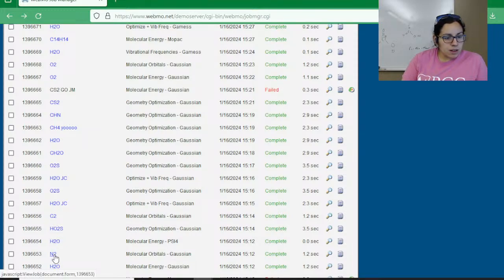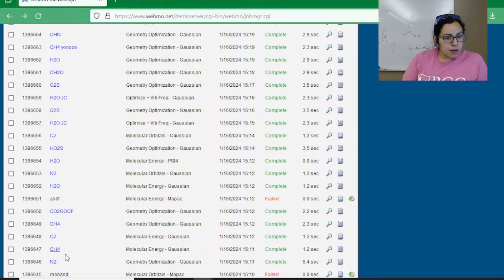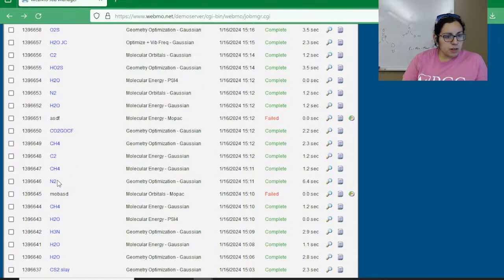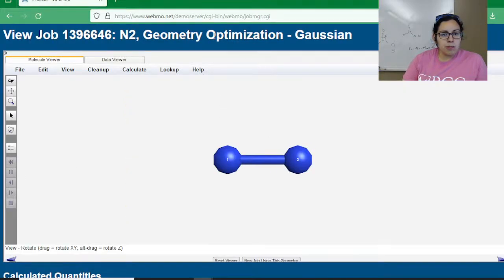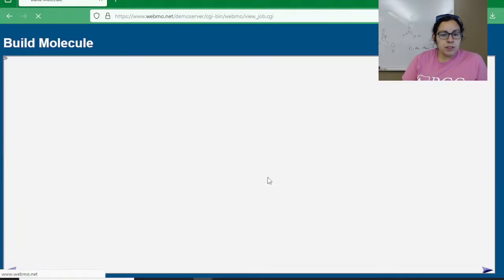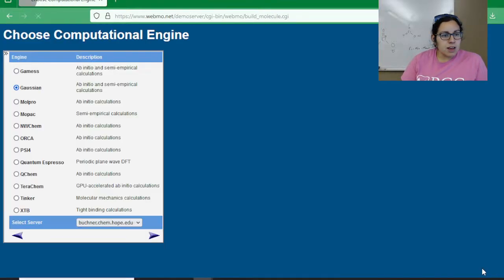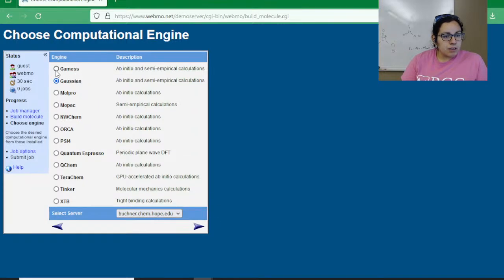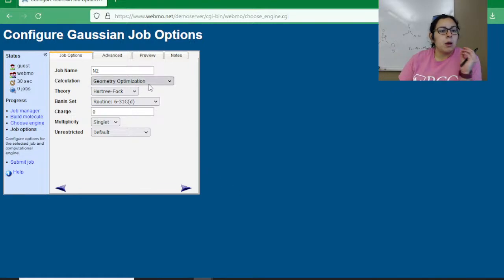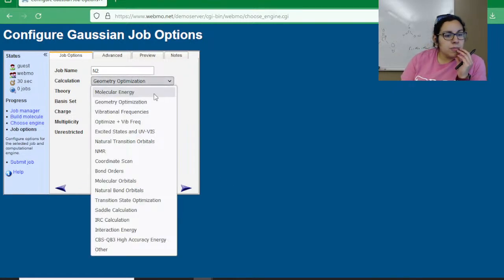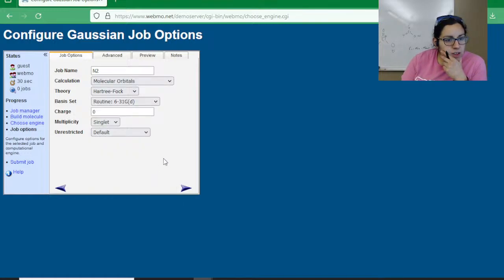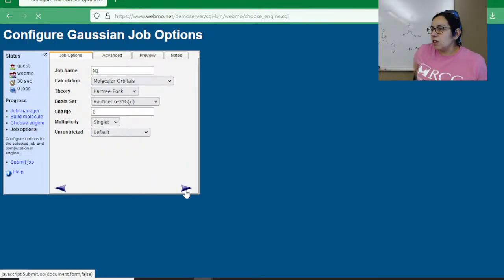Just like we did in lab, I started off with a geometry optimization. Then, again like in lab, we can do a job using Gaussian. I just picked Gaussian, that's kind of just my habit. Then under calculation, they have molecular orbitals. That could be fun, at least just to explore.